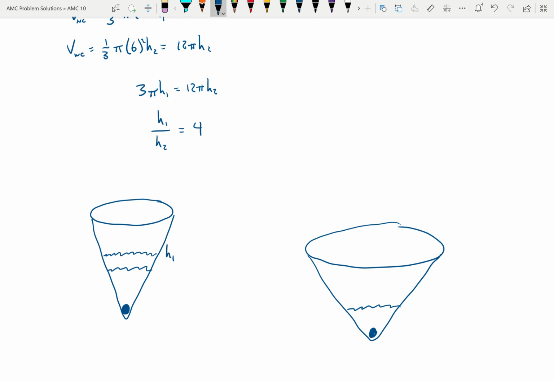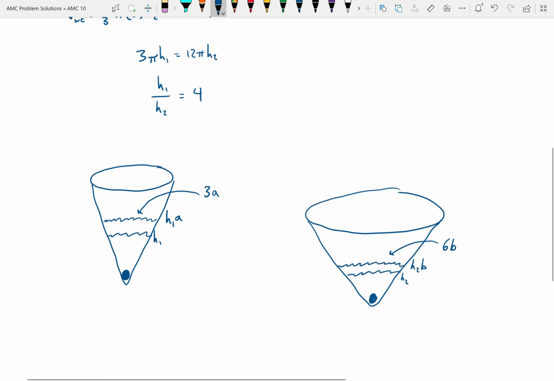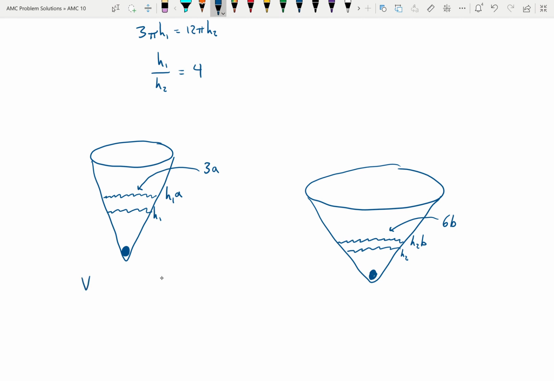So let's say this was h1 before. This is h1 times a, and then the radius was normally 3, so it's going to be 3a. And same with the rise here. It's going to be a proportional increase in height. So this was normally h2. Now this is going to be, let's call it, h2 times b. And then the radius here is going to be 6b. And so now the volume of this narrow cone, we'll call it volume of narrow cone 2, is going to be, if we apply the same formula, 3 pi h1 times a cubed, and the volume of the wide cone, call it 2, is going to be 12 pi h2 b to the third.